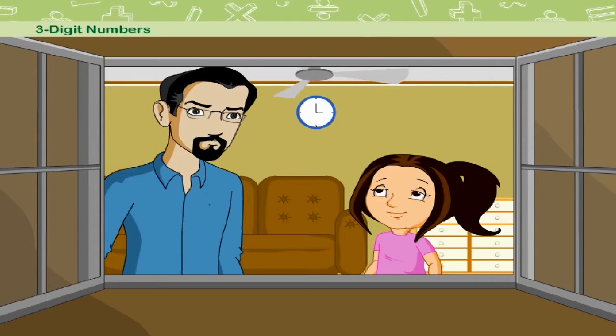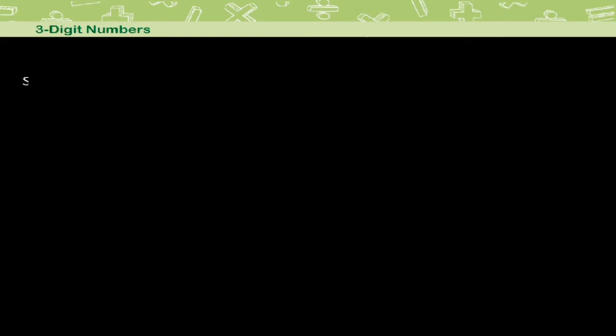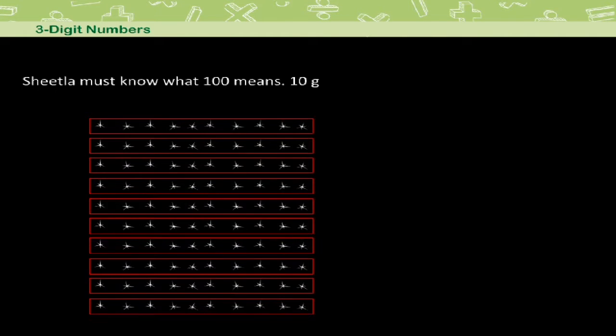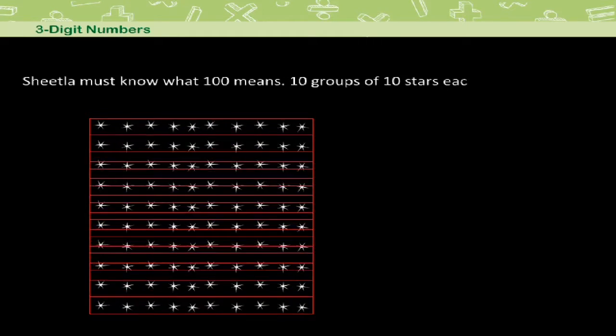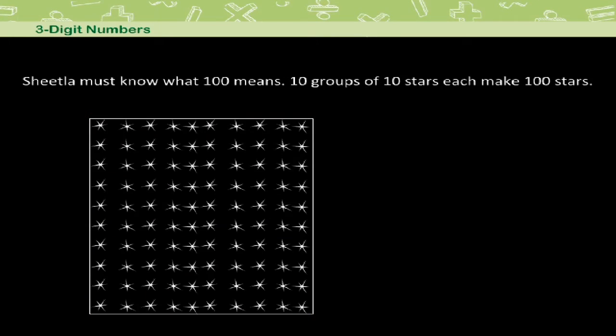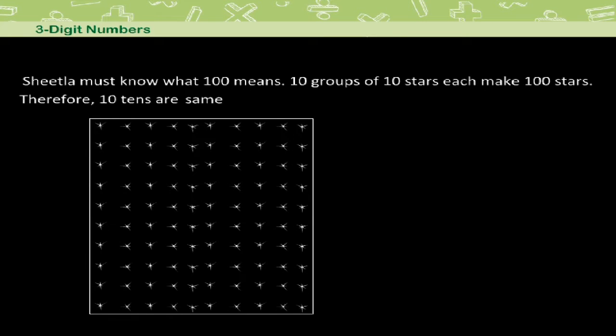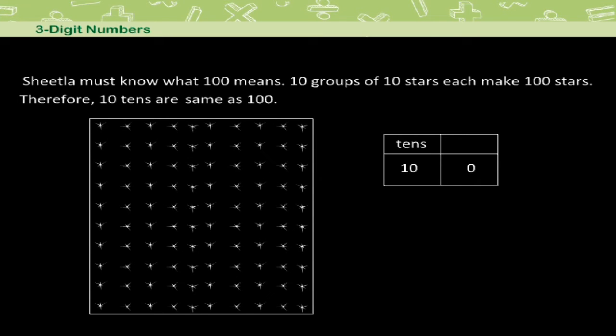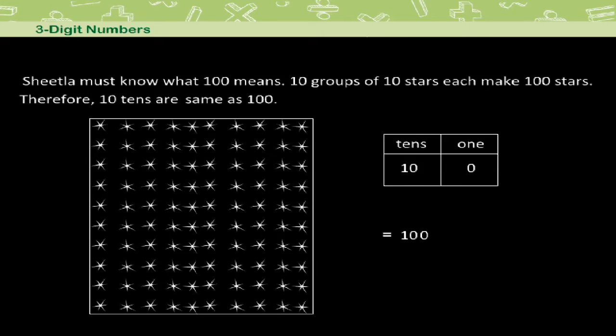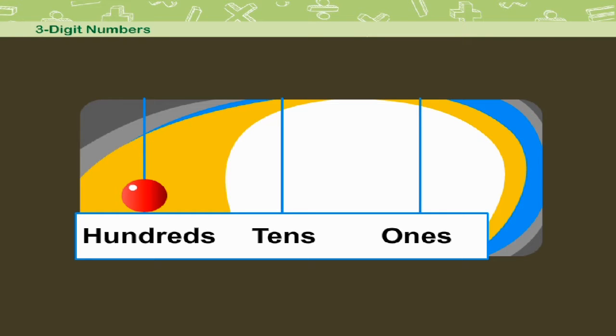Let us help Sheetla to count beyond 100. Sheetla must know what 100 means. 10 groups of 10 stars each make 100 stars. Therefore, 10 tens are same as 100. 10 tens and 0 ones is equal to 100. This can be shown on an abacus.